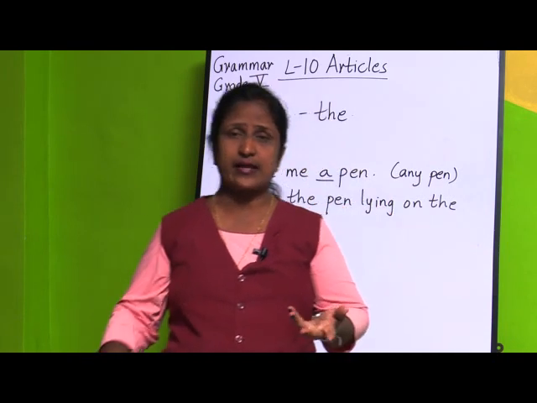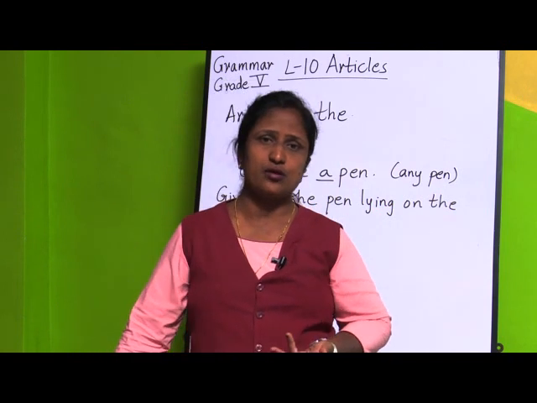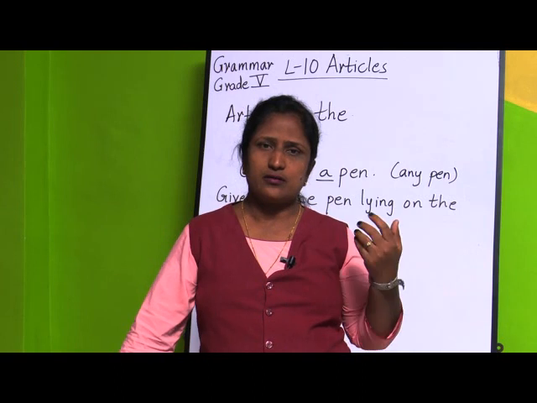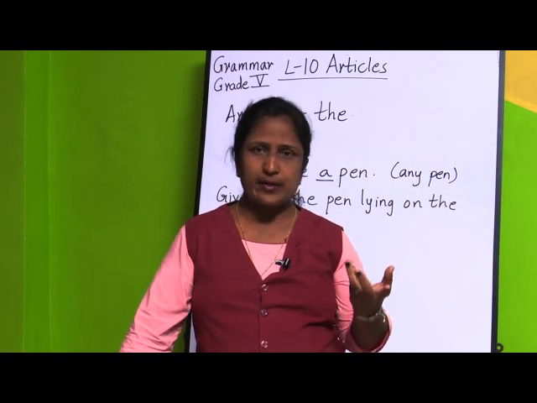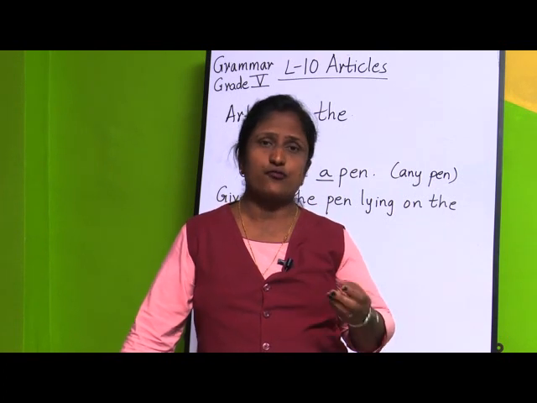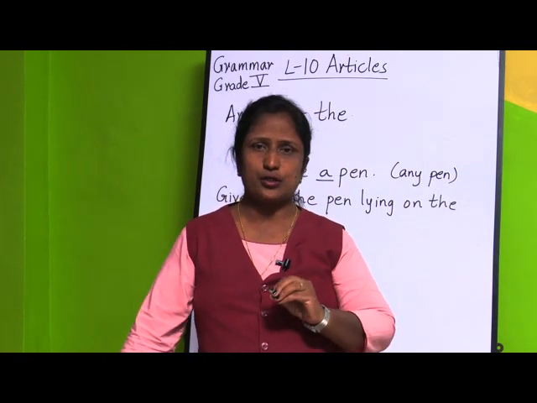We have learned that a and an we use for countable singular nouns, a if it has a consonant sound, and an if it is a vowel sound. But the is used for the particular person or particular thing.